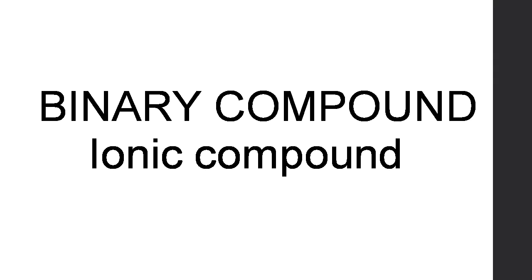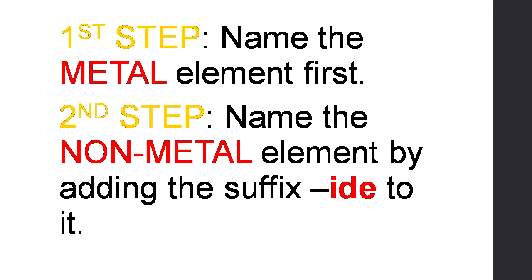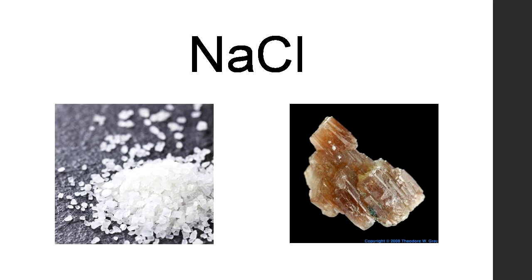Here, we will tackle naming binary compounds, ionic compounds to be exact. Ionic compounds will form one type of cation. In naming these, we should name the metal first, then the non-metal element by adding the suffix "ide" to it. For example, NaCl.